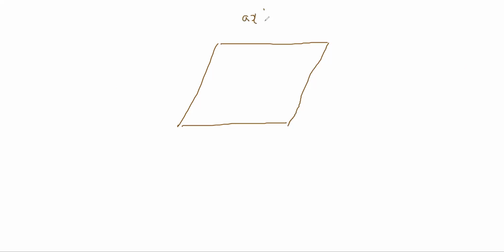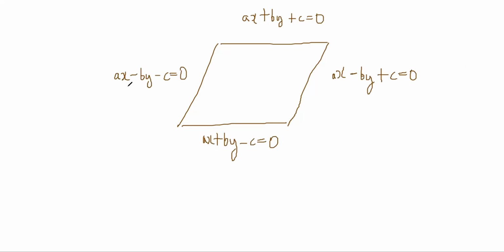Our sides are ax plus by plus c is equal to 0, ax plus by minus c is equal to 0, ax minus by plus c is equal to 0, and ax minus by minus c is equal to 0. So we have to find the area of this. Write it as y is equal to something. Everything you write as y is equal to minus a by b x minus c by b, and this is y is equal to minus a by b x plus c by b.